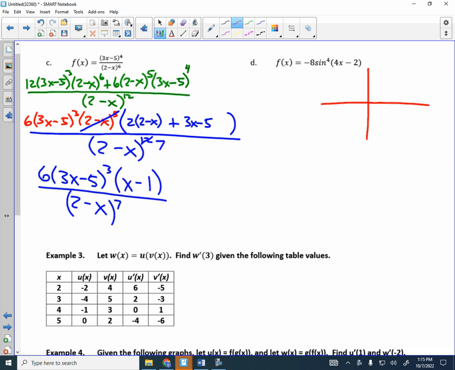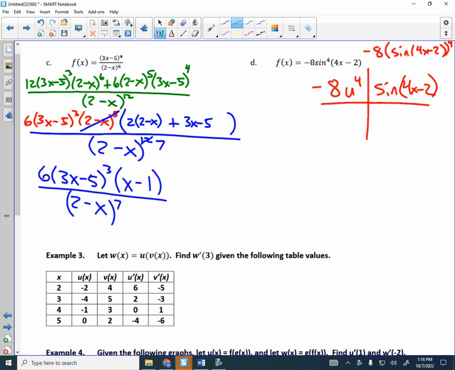Shh. This one involves the chain rule. Anybody want to guess what the outside is? Awesome. Very good. Negative 8u to the 4th. That's what's happening, because this could be rewritten as negative 8 times sine of 4x minus 2 to the 4th power. So it's not taking the negative 8 to the 4th. It's just taking the sine to the 4th. Good job. What's the inside? Sine of 4x minus 2.